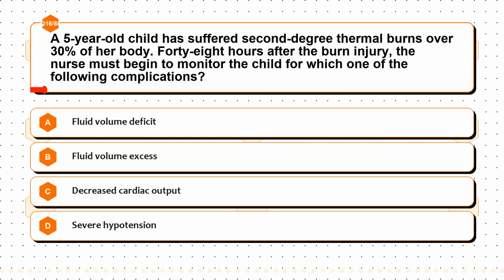Question 16. A 5-year-old child has suffered second-degree thermal burns over 30% of her body. 48 hours after the burn injury, the nurse must begin to monitor the child for which one of the following complications? Here are the options. Option A. Fluid volume deficit. Option B. Fluid volume excess. Option C. Decreased cardiac output. Option D. Severe hypotension.